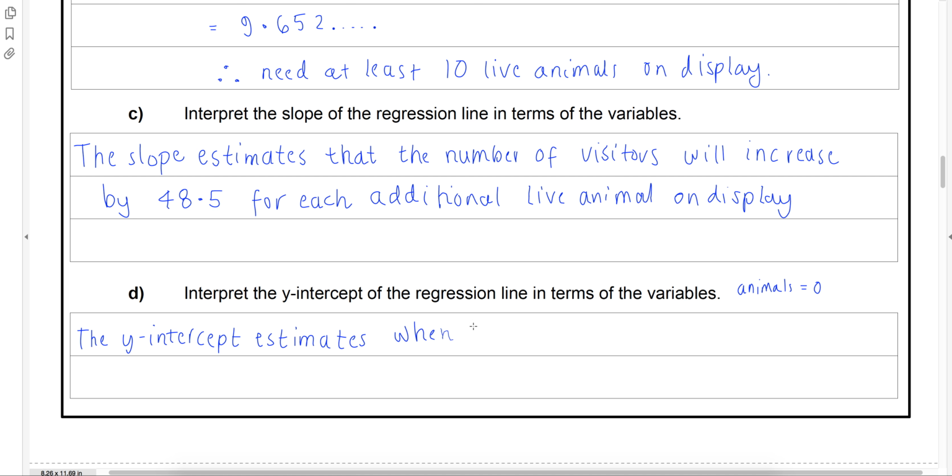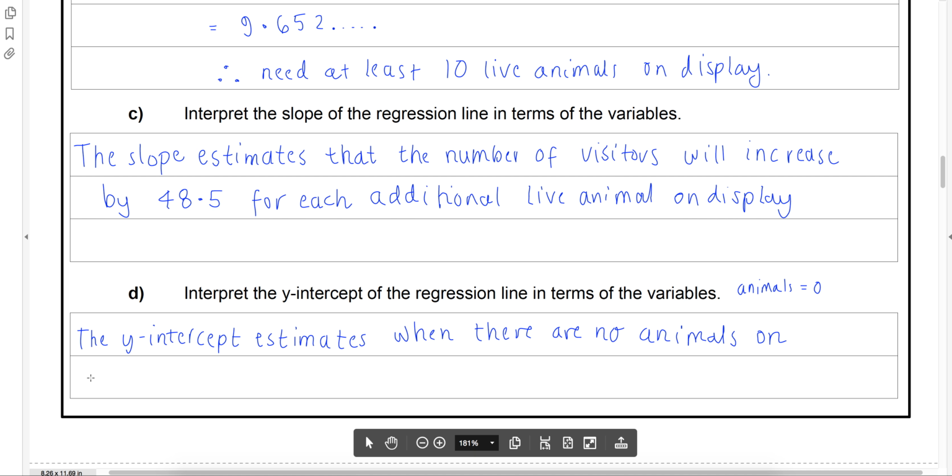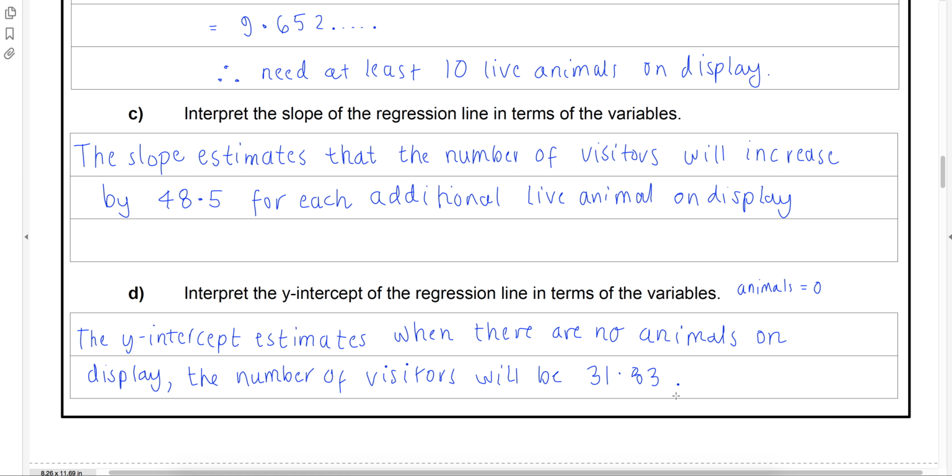So it estimates when there are 0 or no animals, the number of visitors will be, remember it's just an estimate, 31.83. So there's another example of how we interpret that slope and the Y-intercept.